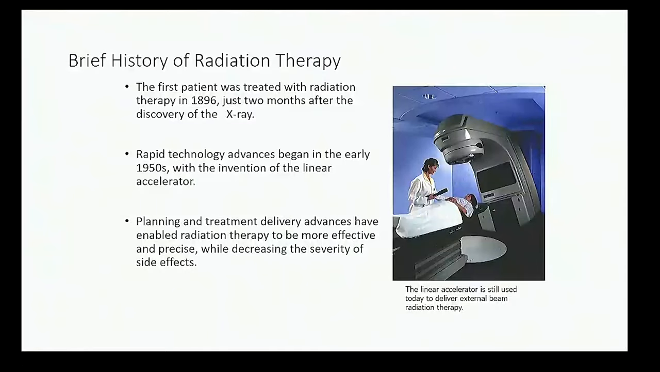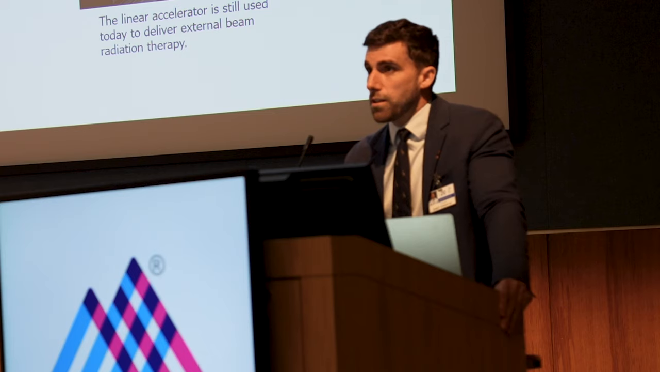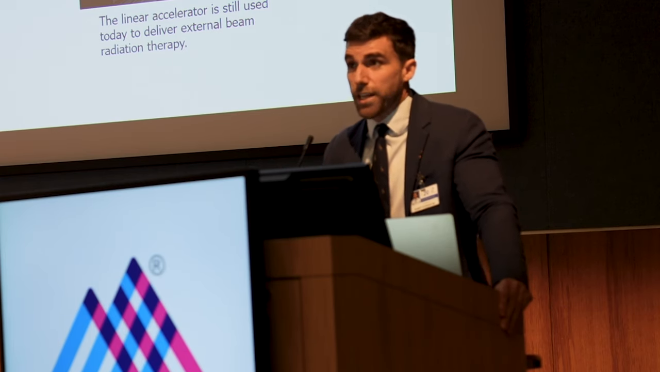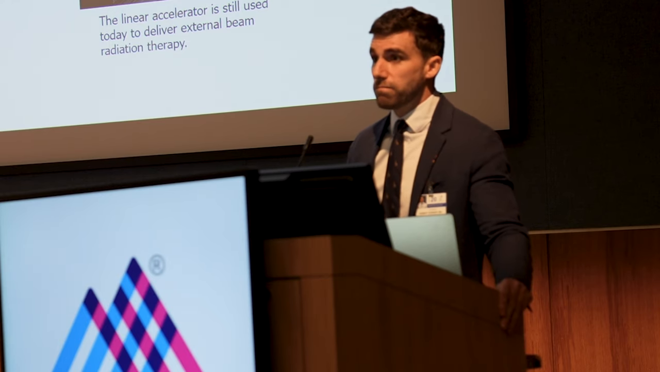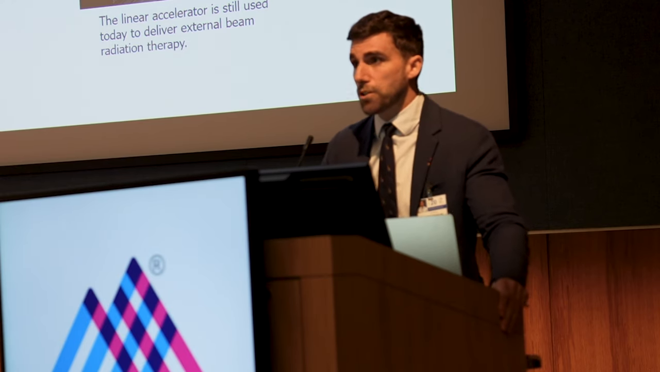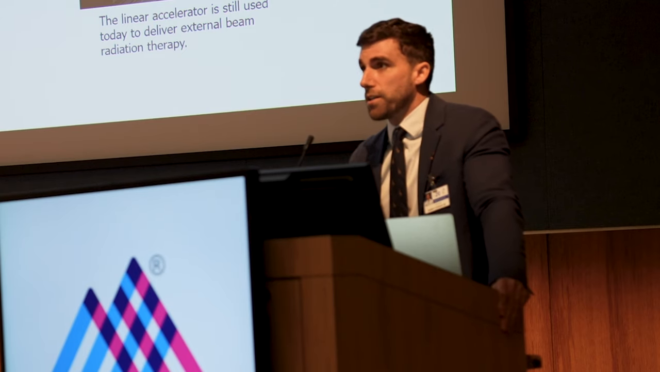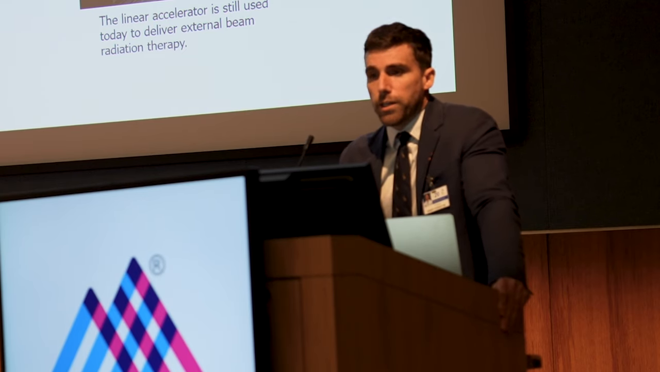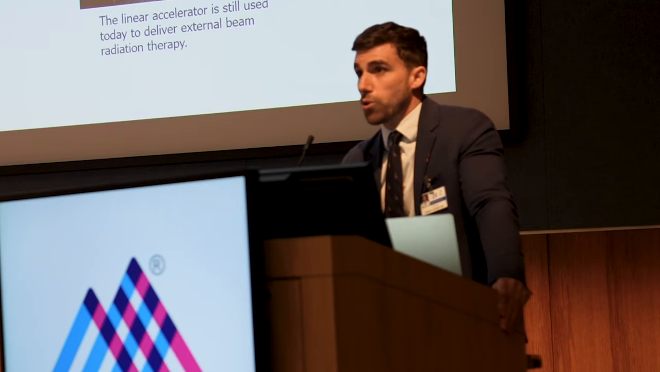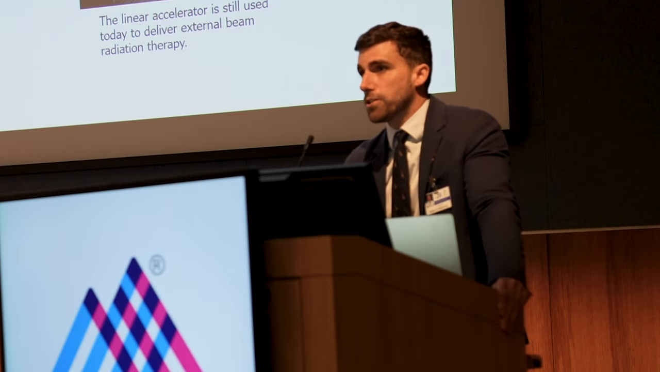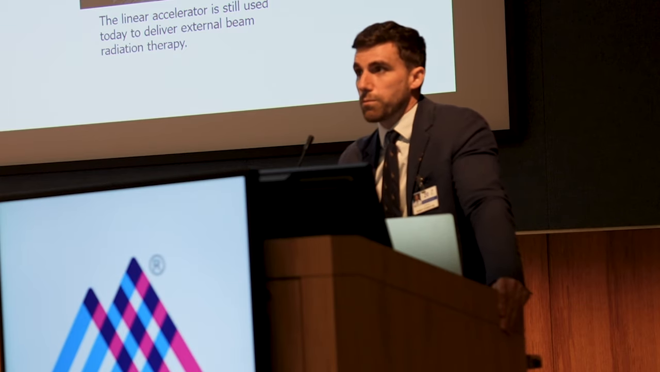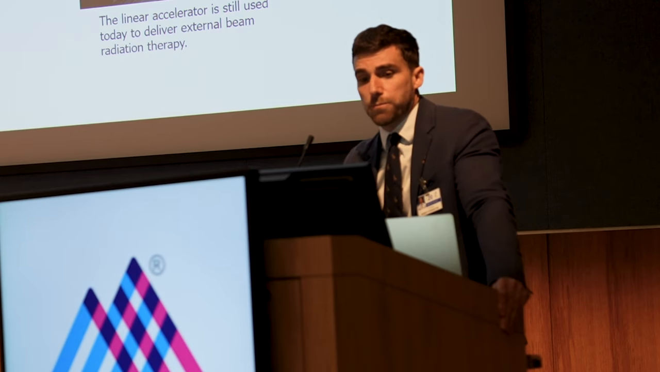invention of this machine. This machine is called a linear accelerator. And what it does is it generates a beam of radiation that it then directs towards a tumor in a patient and treats the tumor. The radiation works by damaging the DNA in the cancer cells to the point where they can't repair themselves, and the body then reabsorbs the tumor. And radiation works because normal tissues, the normal cells that surround the cancer cells, have an ability to repair that DNA damage. So because of this, we can use radiation to treat and cure cancers.